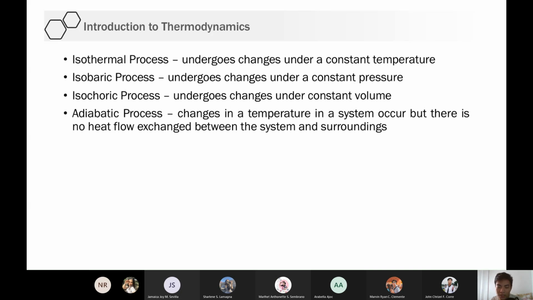Ito pa yung iba't ibang uri ng process sa thermodynamics. So we have isothermal, isobaric, isochoric, and adiabatic processes. When I say iso, meaning nun, equal, or constant. Kaya nga meron tayong mga ISO certification. Meaning ng ISO kasi ay equal. Ibig sabihin, if you are ISO certified, you have equal traits to the standards, no?